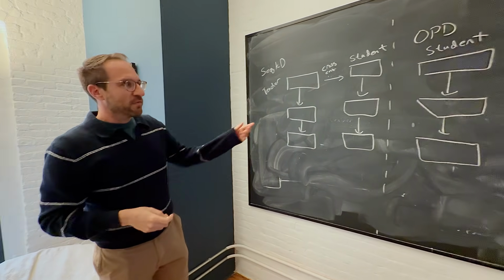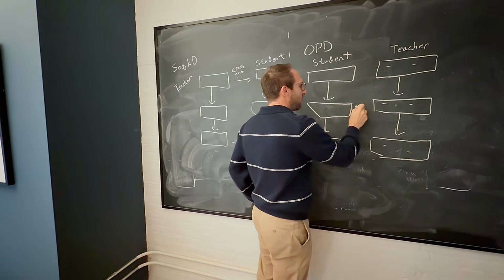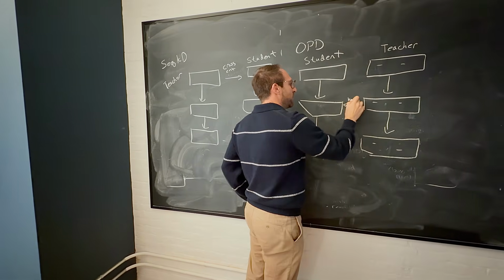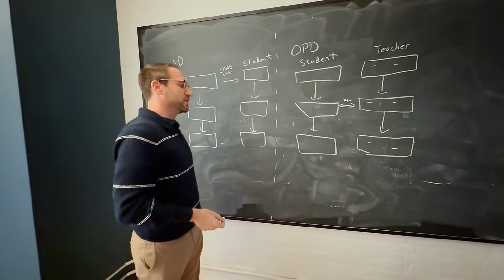So you have two sets of log probs, the ones from the student and the ones from the teacher. You're now going to take a tail loss between these two, and you're going to update the student to be more like what the teacher was producing.